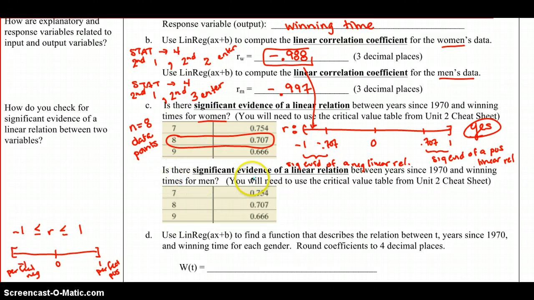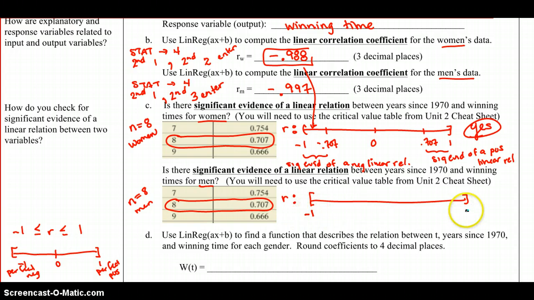So then we're asked if there's significant evidence of a linear relation between the years since 1970 and the winning times for the men. Well, for the men there were 8, just like up here. Instead of calling them data points, there were 8 women in the study. And here there were also 8 men in the study, so our sample size is 8. And so again, we have the same critical value for R.